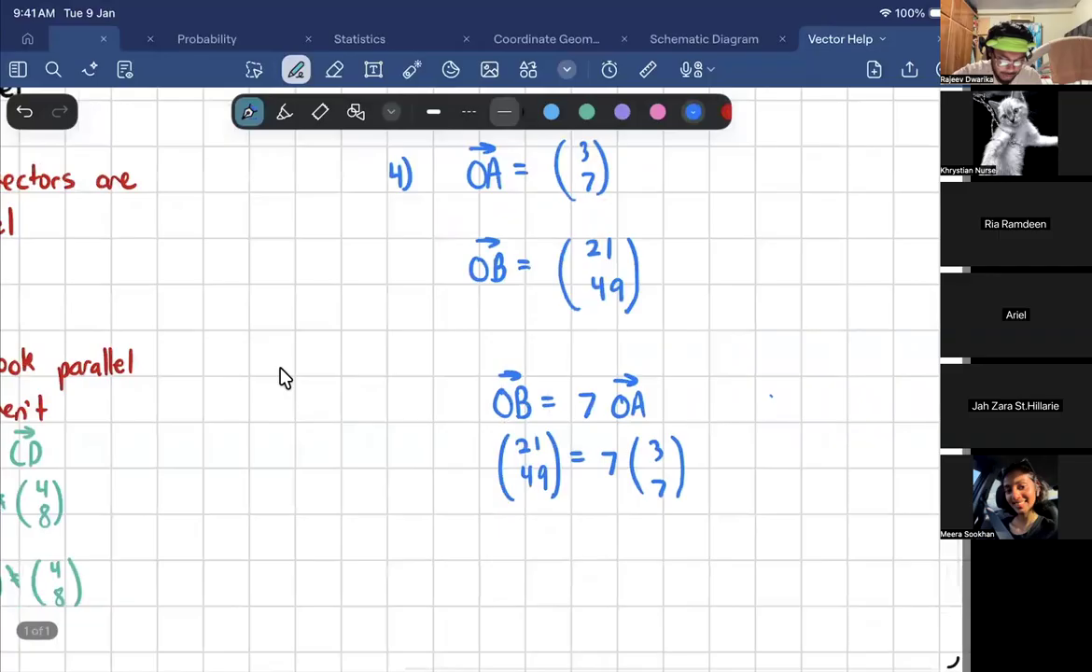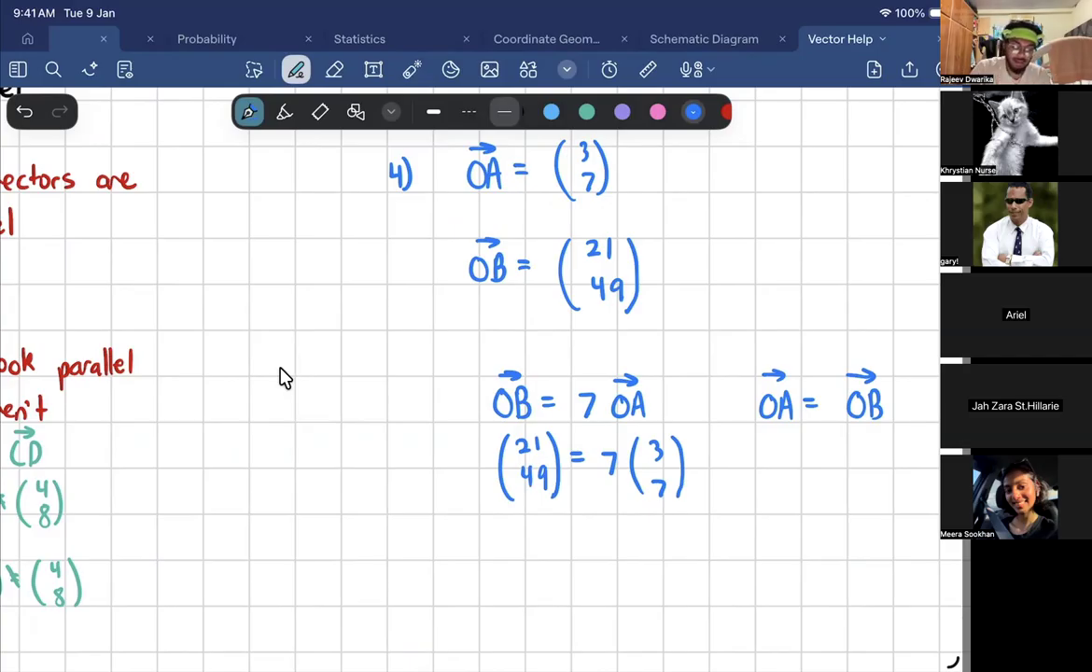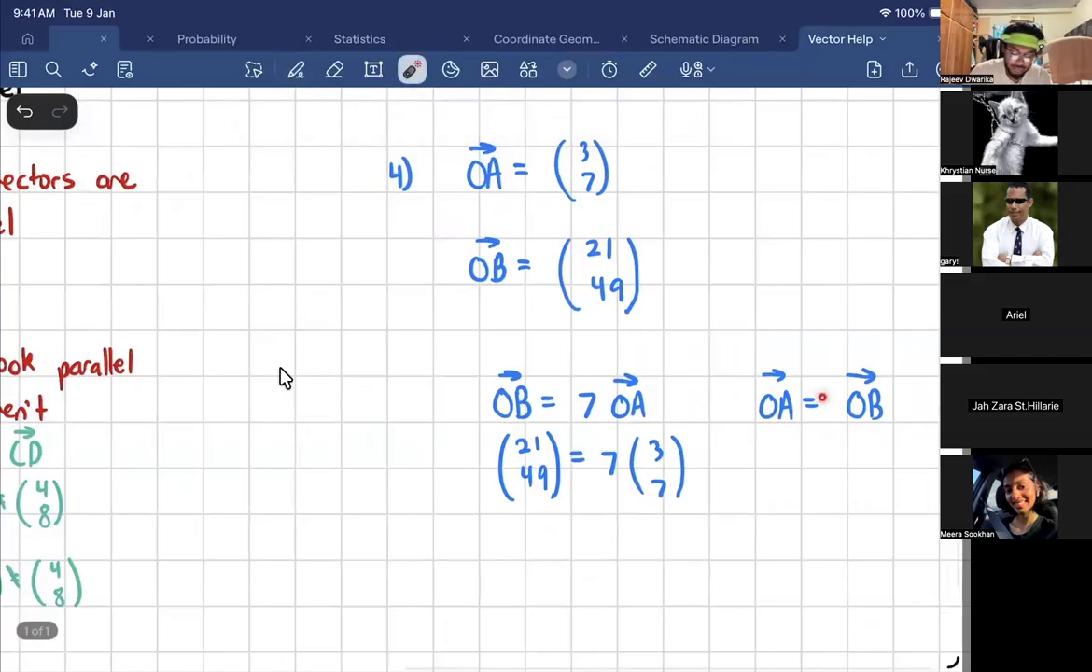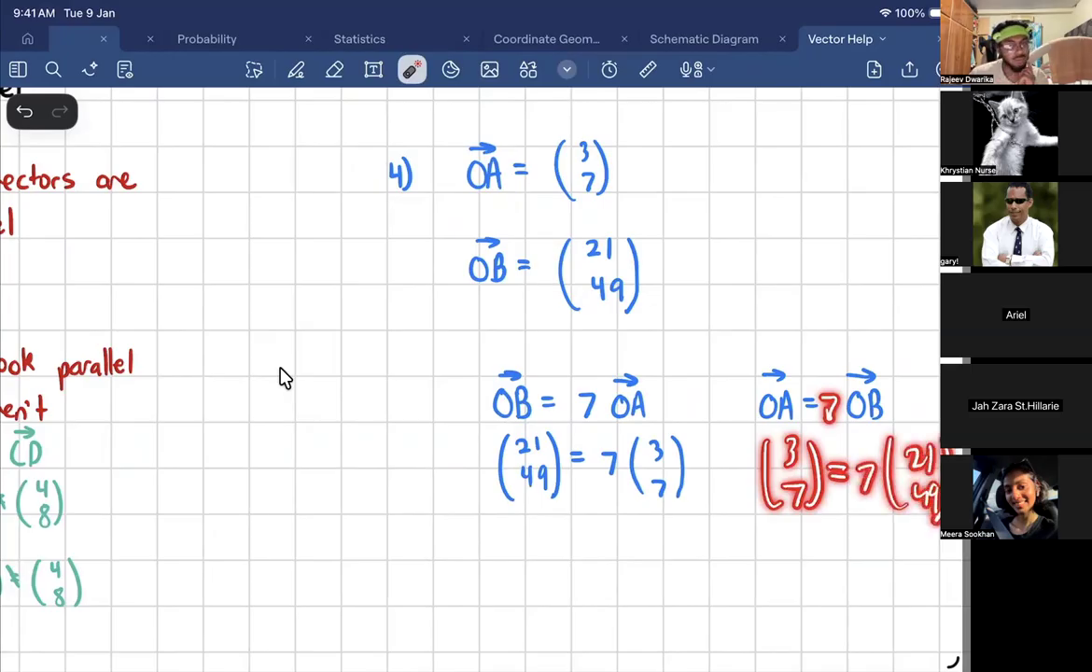Alternatively, I could have said that vector OA is what of OB. I can't say OA is 7 times OB. Remember, OA is 3, 7 and vector OB is 21, 49. If I multiply 21, 49 by 7, am I going to get back 3, 7? No, sir.